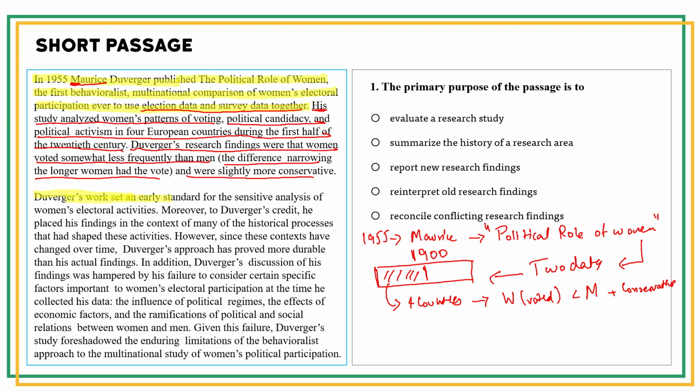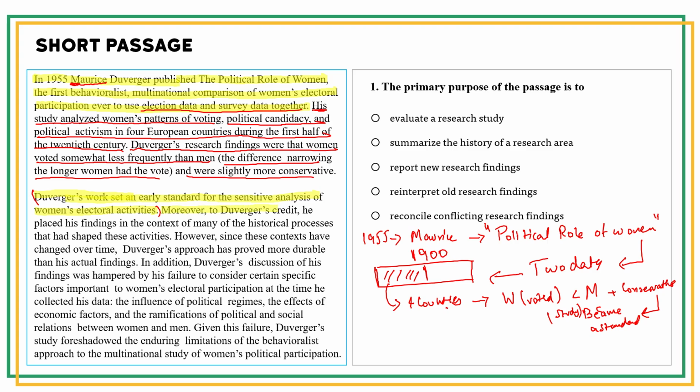Duverger's work set an early standard for the sensitive analysis of women's electoral activities. I like the tone here is, there's a shift in the tone, and it's telling you about the importance of Duverger's work, right? So the study became a standard. His work became a standard.